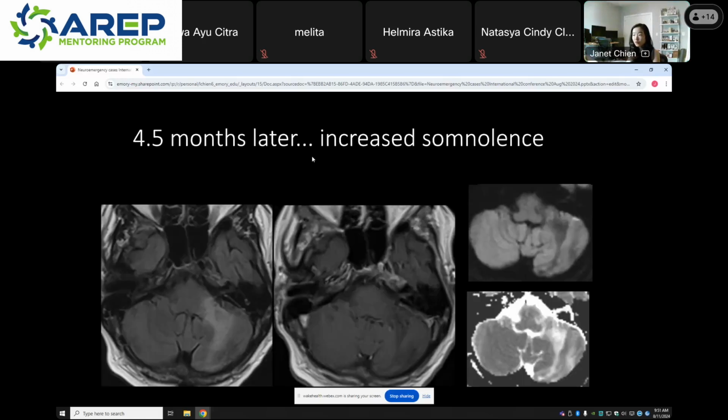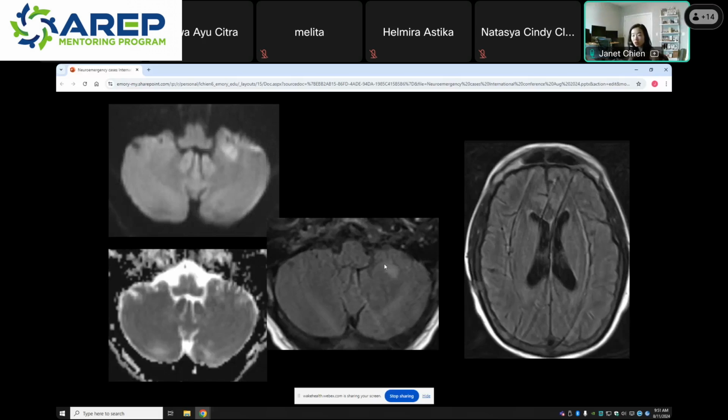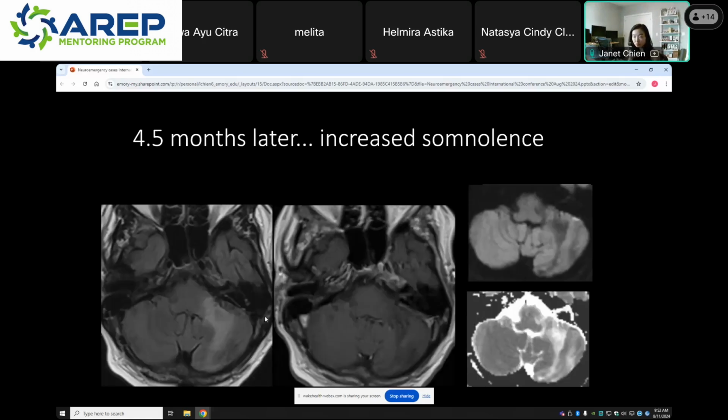Okay, well, 4.5 months later, the family said that he's getting more and more somnolent. And here you can see there's increased extent of T2 FLAIR hyperintense signal abnormality, and there's kind of more volume loss involving the left cerebellum. It's not enhancing, and this time for sure it is not diffusion restricting. So I will tell you that this was initially called an ischemia, an infarct. But do you think it's an infarct?